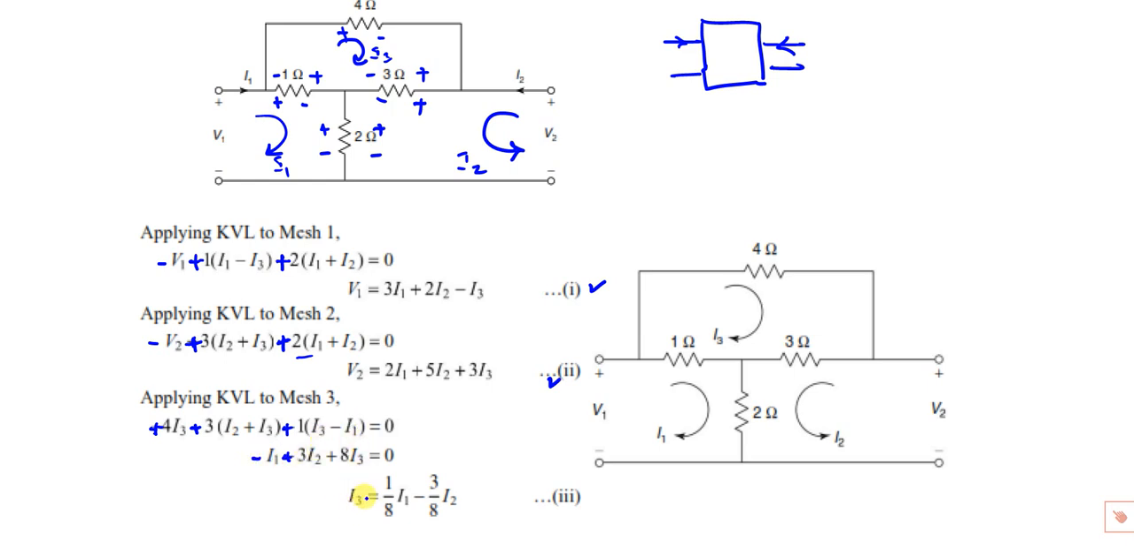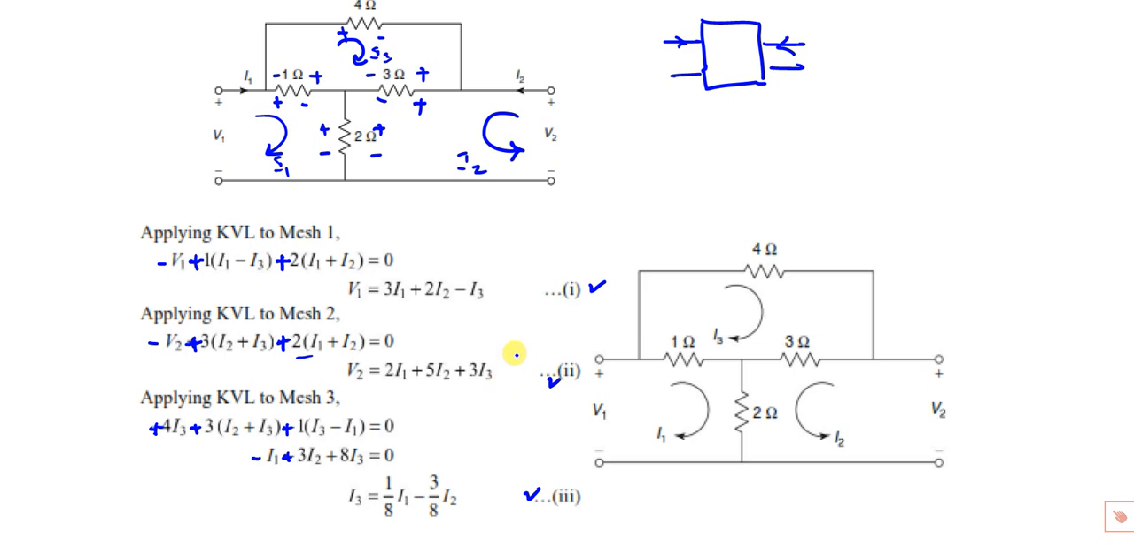See, 8I3 is equal to, if you bring this I1 to the right side, it becomes I1, and this 3I2 becomes minus 3I2, and I3 is equal to that divided by 8. So I3 is equal to 1 by 8 I1 minus 3 by 8 I2. So this same expression only you are going to get. With the original opposite notation of KVL, you will get the same answer. Here I multiplied by negative, then also I got the same answer. So you can use this method only.